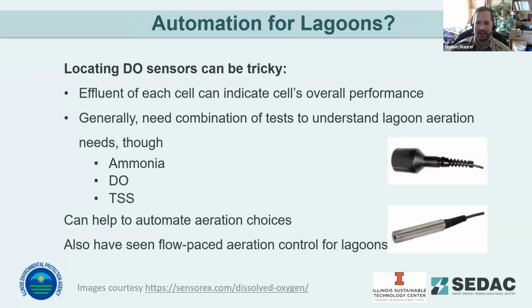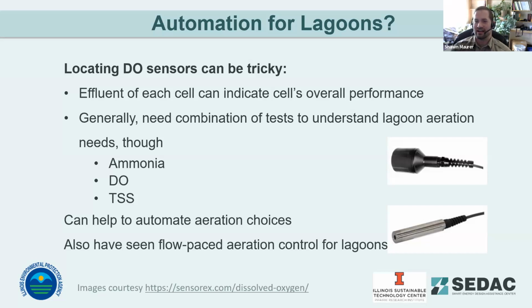One of the things we do recognize with lagoons is they are harder to automate. You've got a lot of surface area and a lot of areas to take samples at in a lagoon. It's hard to say from sampling at one specific point that the entire lagoon is performing appropriately. But in general, sampling is recommended at the effluent of each lagoon cell.